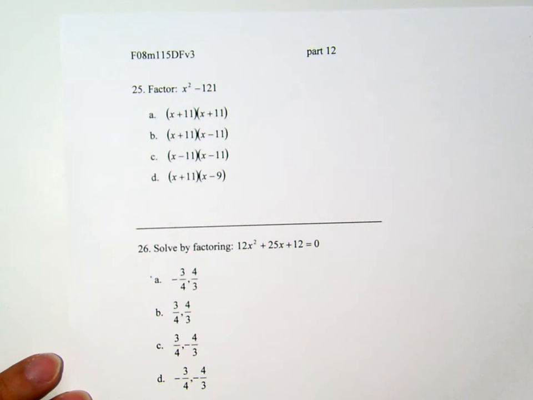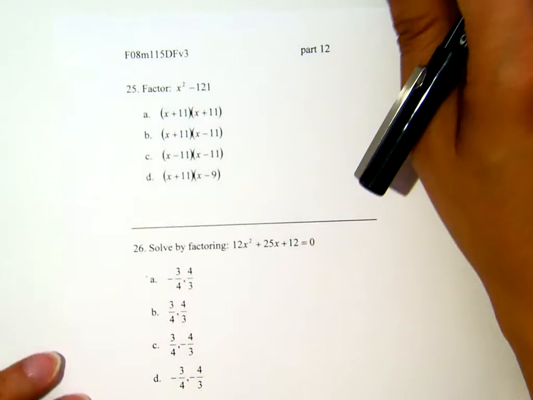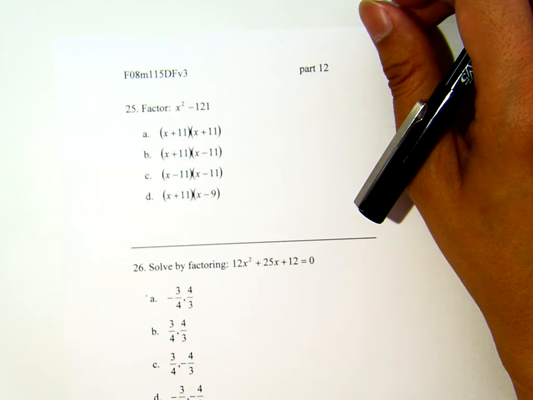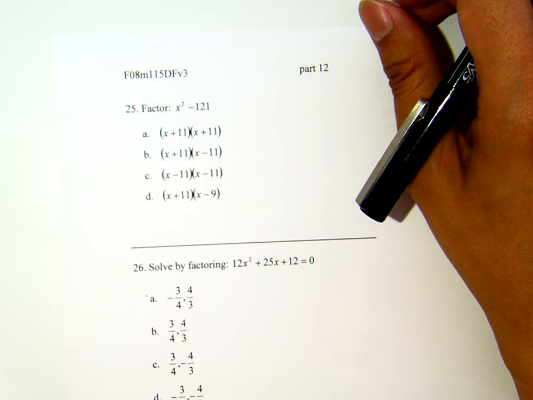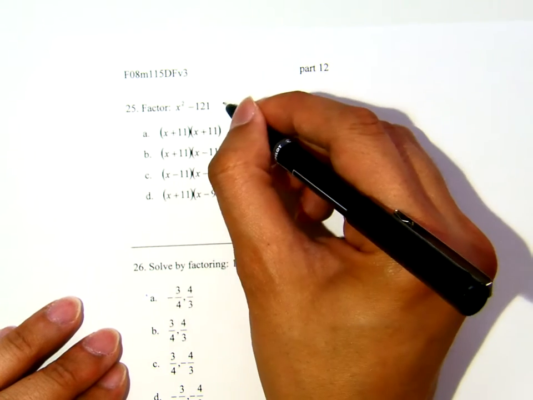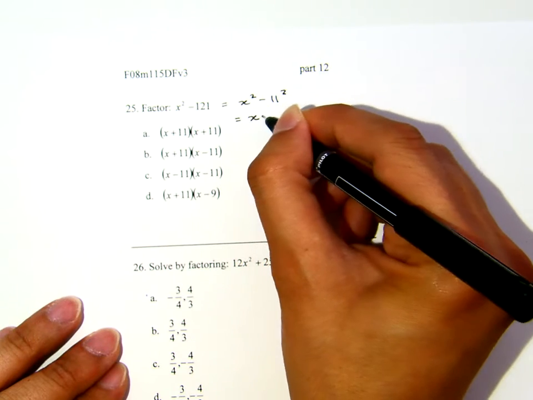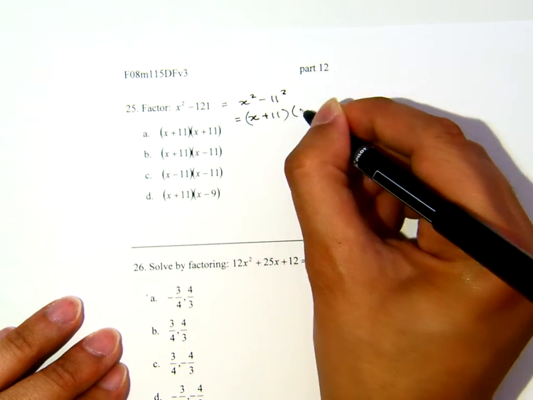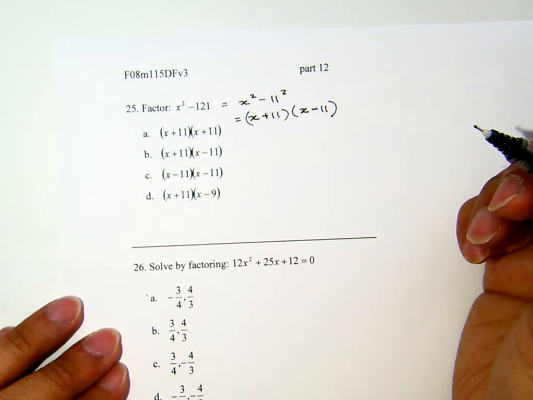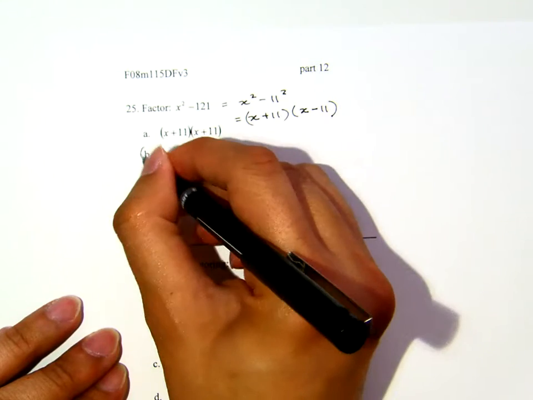Number 25, factorize this. You can see right away that you don't have a common factor. Therefore, we will go to another type of factoring. Because it is two terms, we suspect that it will be the difference of squares, which it is, since this is a subtraction. Now you can see this as x squared minus 11 squared, which if we factorize will be x plus 11, x minus 11. Of course, you need to remember that 121 is actually the square of 11. That gives us answer B.